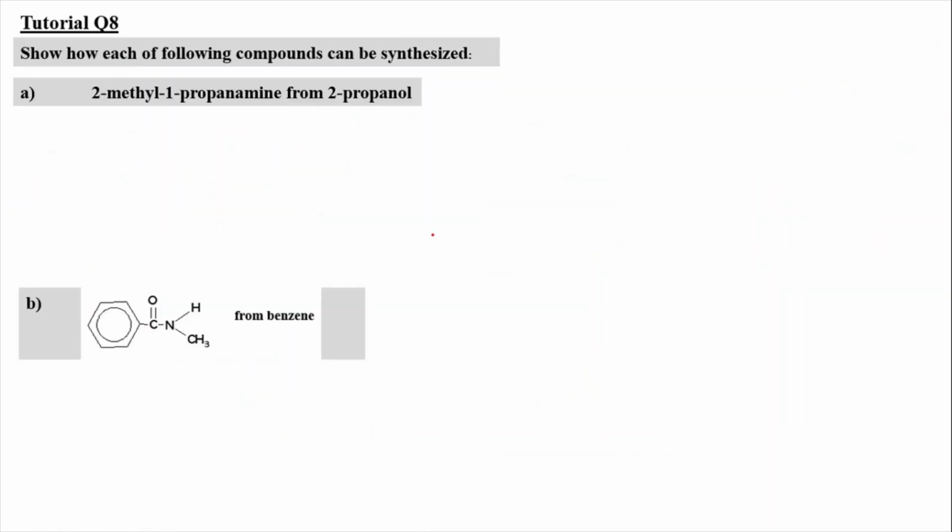So for tutorial question 8, we have to show how each of the following compounds can be synthesized. So we need to synthesize 2-methyl 1-propanamine from 2-propanol. So the 2-propanol is going to have 1, 2, 3 carbons, and then the OH group is going to be attached at carbon number 2. Okay, so this is 2-propanol. And then we're going to synthesize 2-methyl 1-propanamine. Okay, so propanamine will have 3 carbons, which is 1, 2, and 3, and then it's going to attach with the amine group, which is NH2.